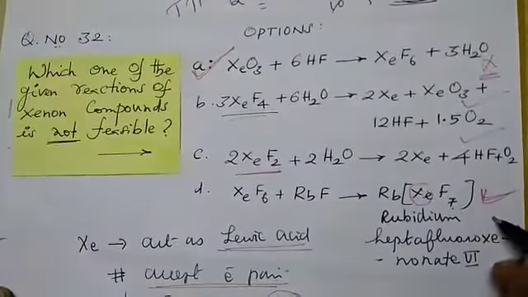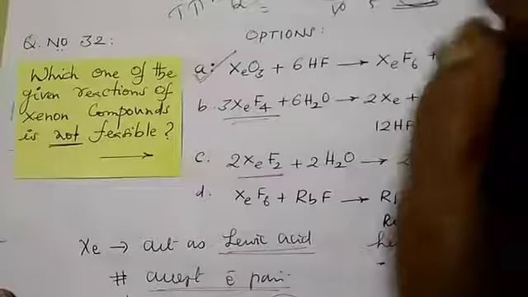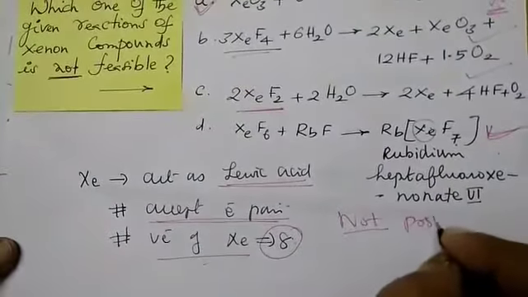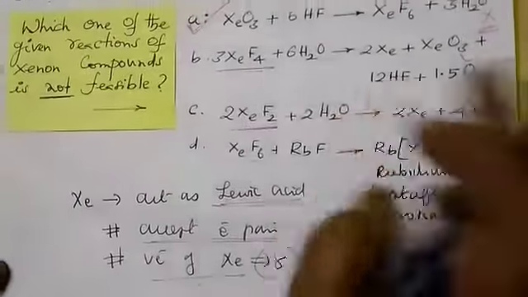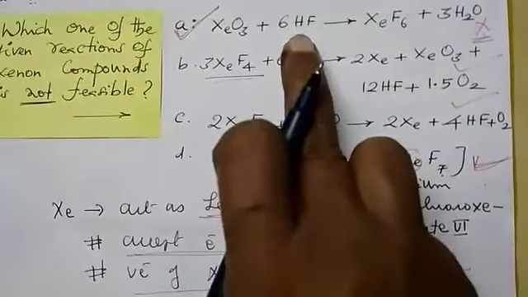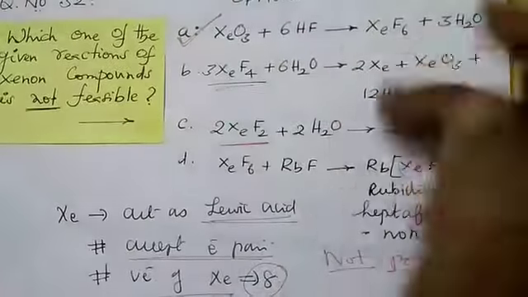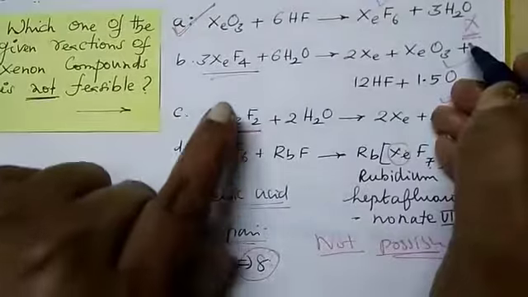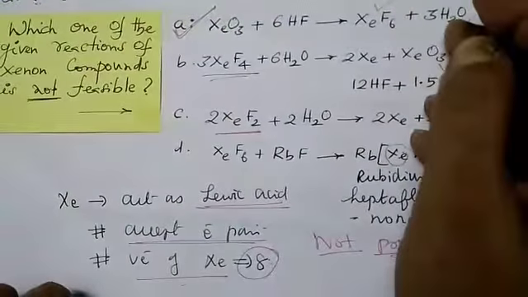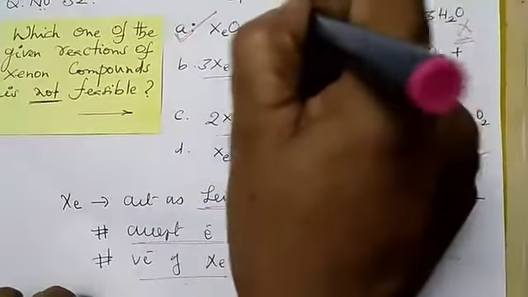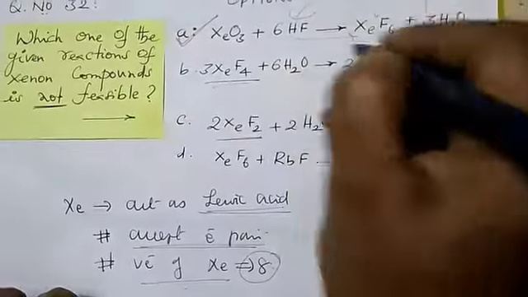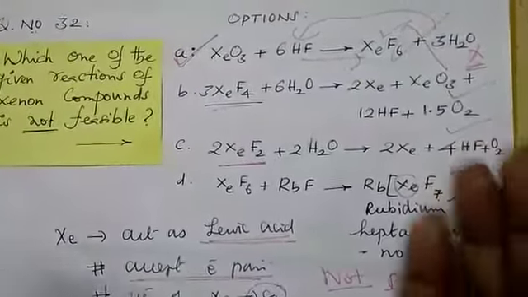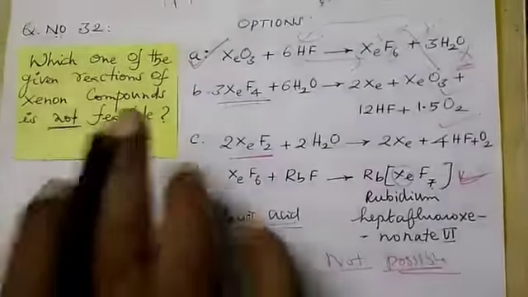So these three are possible, whereas this is not possible. Why is it not possible? The reason is here itself. Xenon oxide with HF gives xenon hexafluoride, which again dissolves in water. You can see here, like 2 and 4, it dissolves in water, hydrolyzes and gives back this one. So the forward reaction is not possible because the product is hydrolyzed and gives back the reactant. So your answer is A.